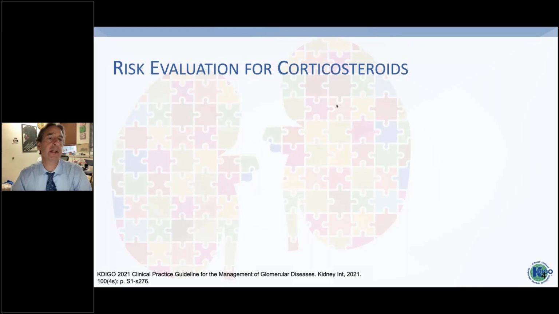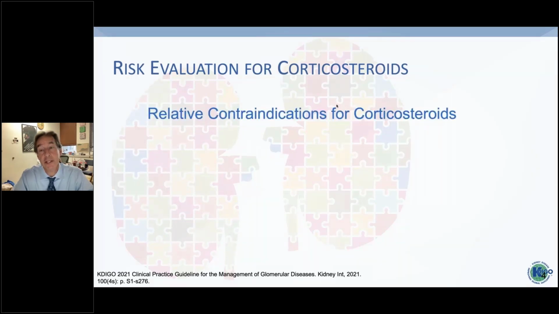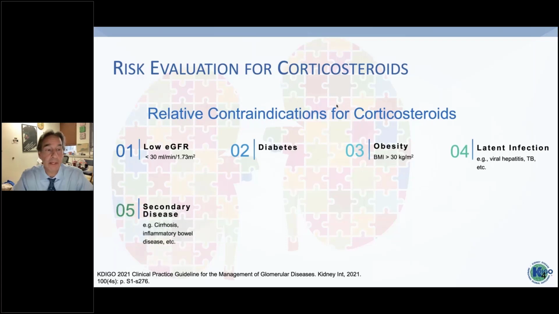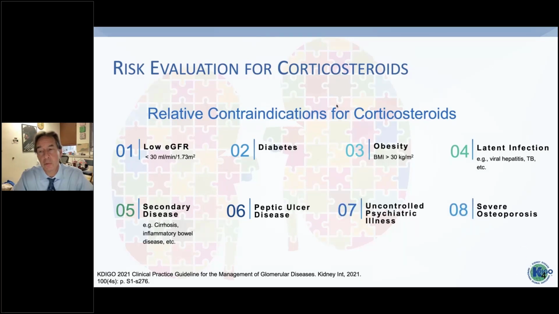And again, what KDIGO suggests is that for those patients you're thinking about giving corticosteroids, you need to be cautious because there is concern for side effects. And there are relative contraindications for corticosteroids, and they outline them as patients, again, who have increasingly low GFRs, those with diabetes, those who are overweight, those with latent TB, those with secondary diseases where there may not be studies assessing corticosteroid therapy, those prone to peptic ulcer disease, those with uncontrolled psychiatric illness, or those with severe osteoporosis. So again, risk assess your individual patients before further considering the risk-benefit of corticosteroids.